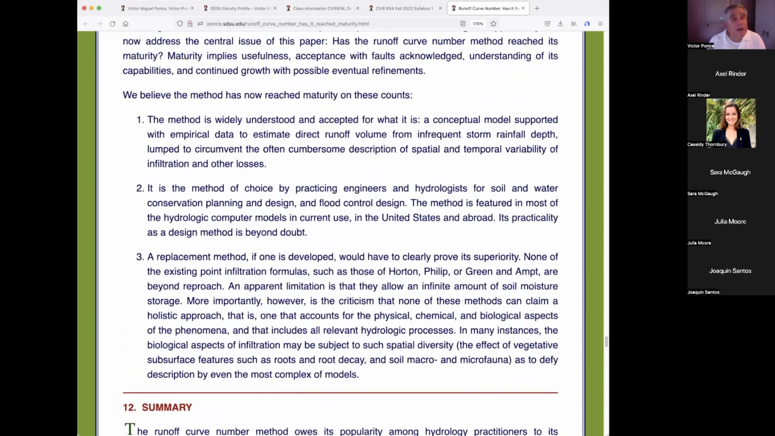And I'm going to finish in here. The method is widely understood and accepted for what it is, a conceptual model supported by empirical data. It is a method of choice by practicing engineers and hydrologists for soil and water conservation, planning and design, and flood control design. Replacement method, and here we go. A replacement method, if one is developed, would have to clearly prove its superiority. This has been attempted many times, and they have all failed.